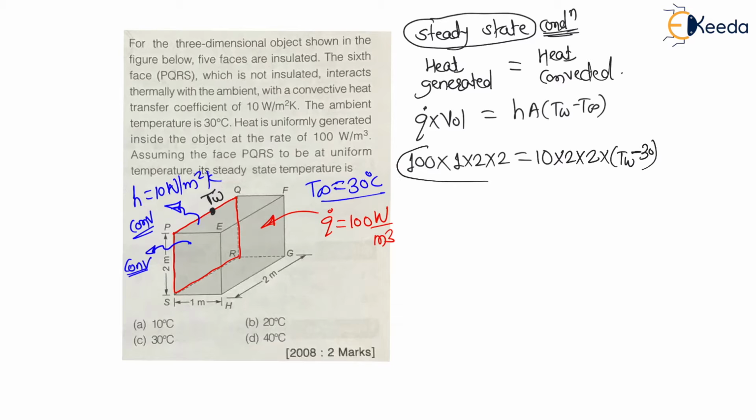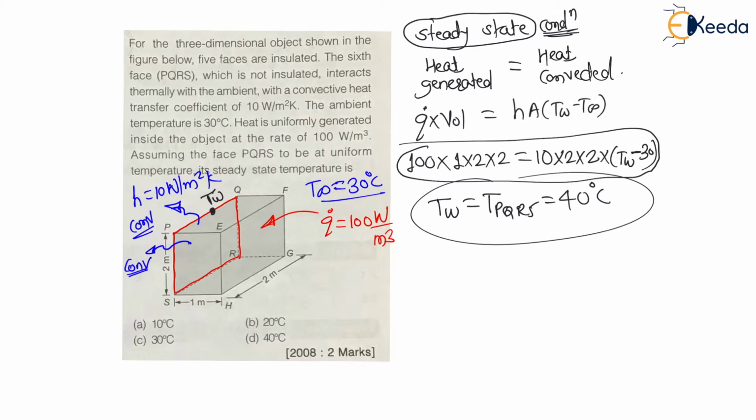So in this expression only the wall temperature is unknown. Let us solve this expression for the wall temperature, right? So my dear students, I think you will get T wall, that is the temperature of the PQRS face, equal to 40 degrees Celsius. So in this question you have to select option D for getting full marks.